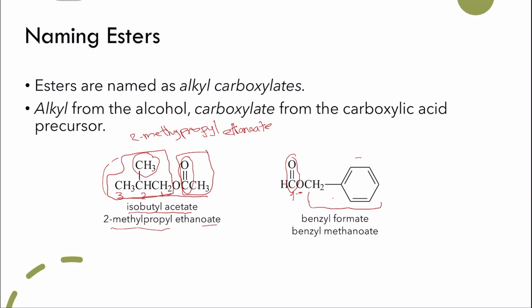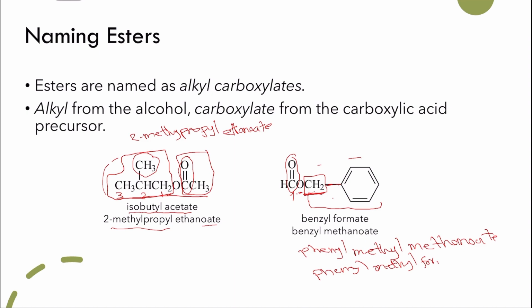You can also call it phenyl methyl. So if this is the longest chain of carbon atoms, it's only one carbon and there is a phenyl group here, so you can also call it phenyl methyl methanoate, or phenyl methyl formate. But when we name these compounds in organic chemistry, we usually call this benzyl. So this is called benzyl. So it can be benzyl formate.